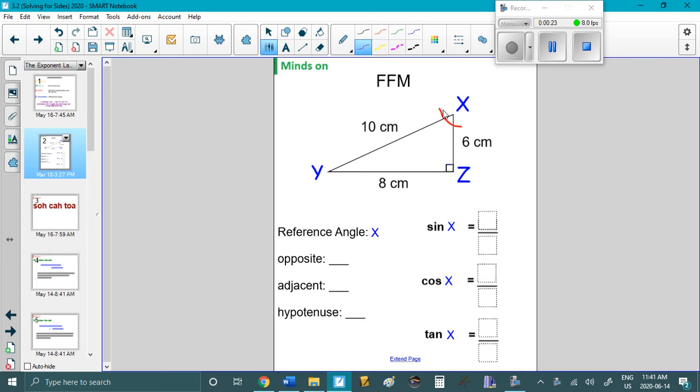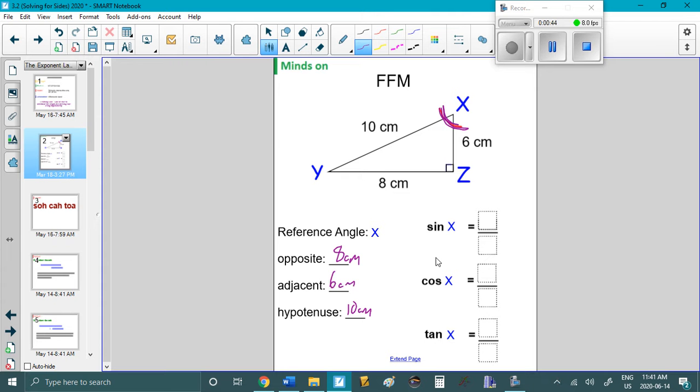So our reference angle is x. That's indicated by this little swoop here. So our opposite side would be side x, and in this case, that is 8 centimeters. I'm going to skip the adjacent because that's the hard one. The hypotenuse is 10, obviously. It's the longest side, which means the adjacent side has to be 6 centimeters long.